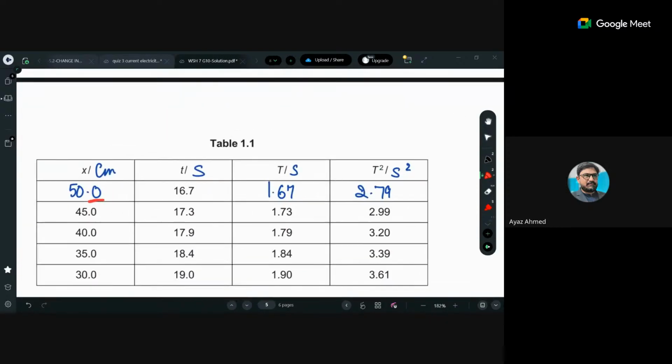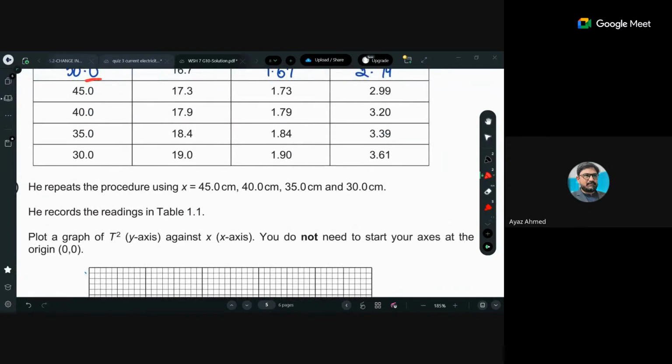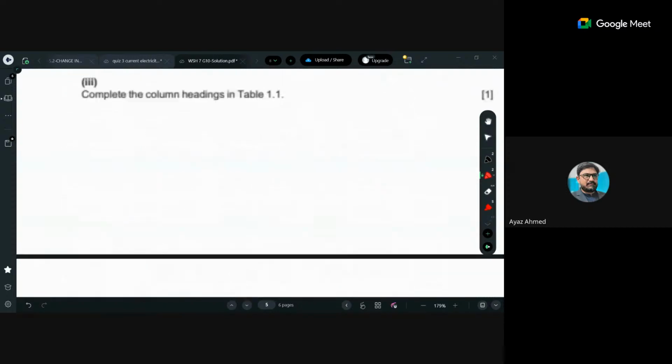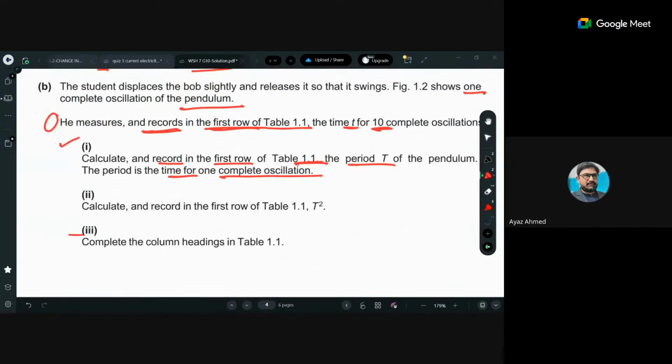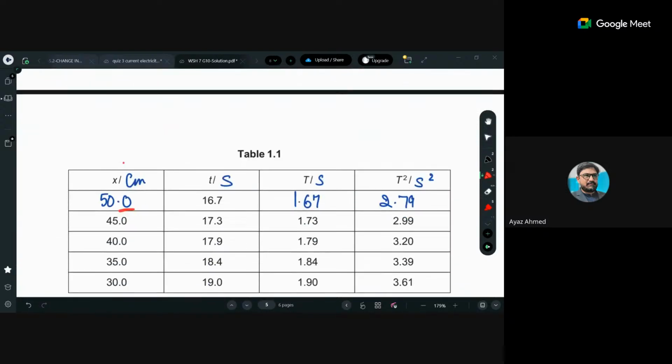So just consider, column headings will be asked of you. Complete the column headings in table 1.1. So once this question is with you, what you have to do is that x is made into centimeter, time is made into seconds, and time square is made into second square.